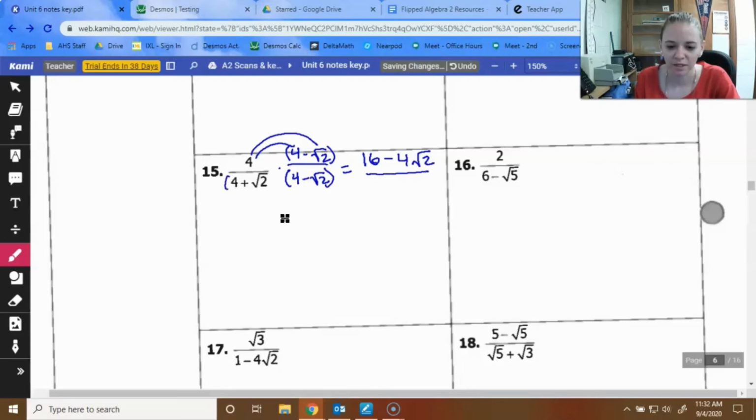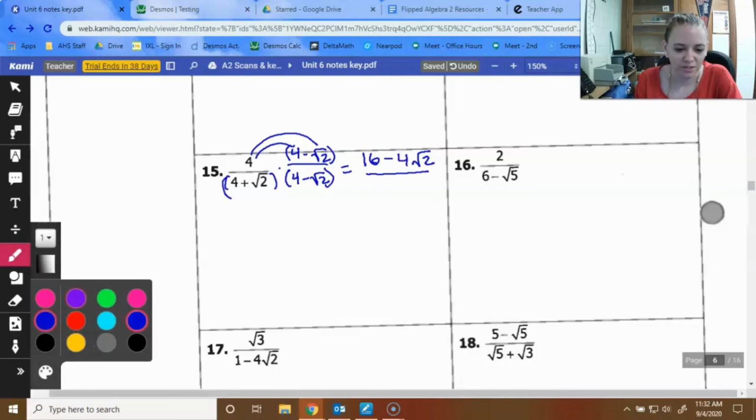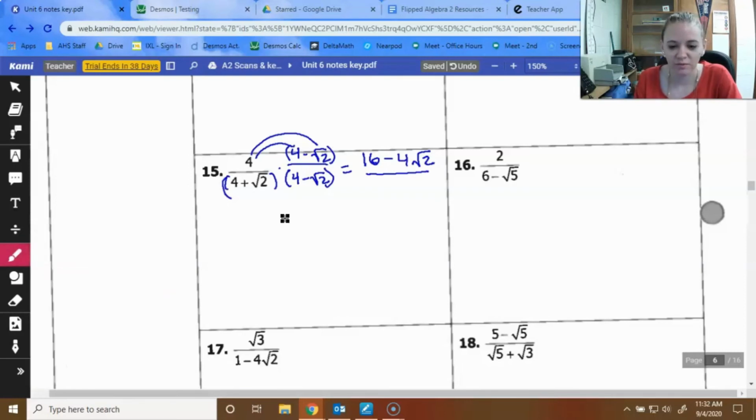Alright, now the denominator, we have a binomial times a binomial, which is FOIL, okay? We'll go ahead and do this step by step, but there will be a shortcut that we'll be able to do eventually. So 4 times 4 is 16. 4 times radical 2 is 4 radical 2. This one times this one is also 4 radical 2, but a plus 4 radical 2.